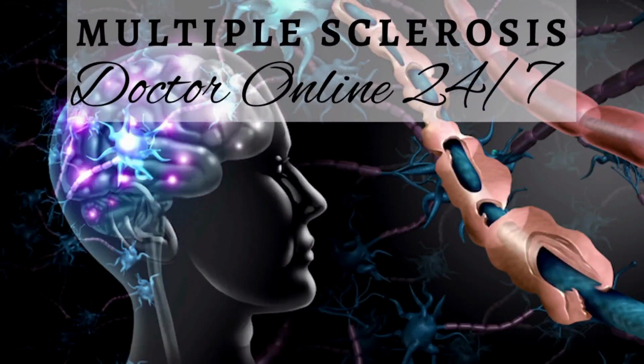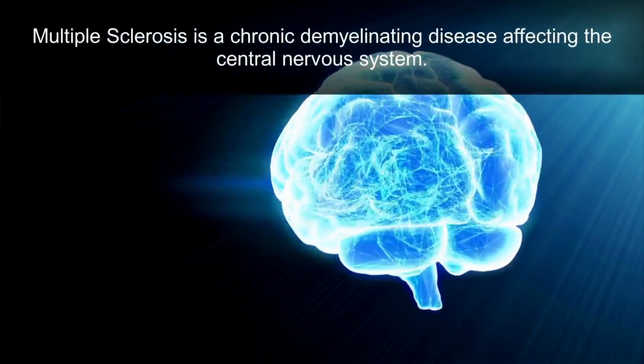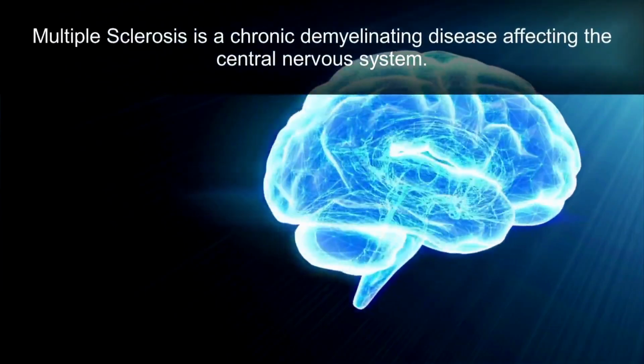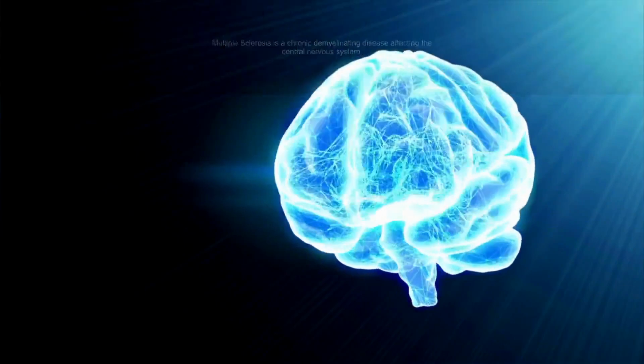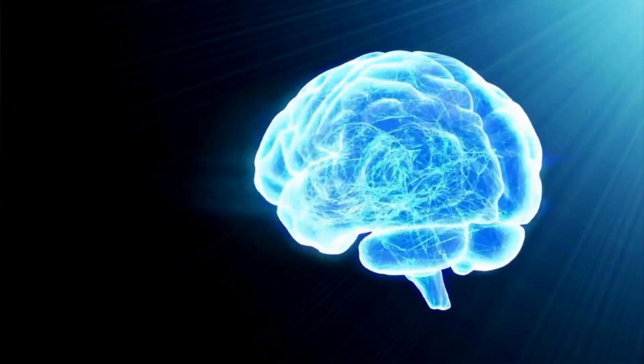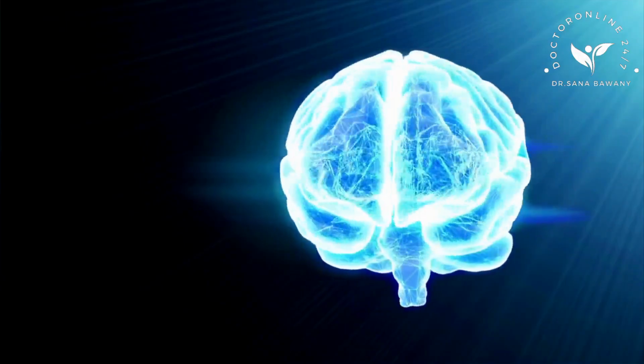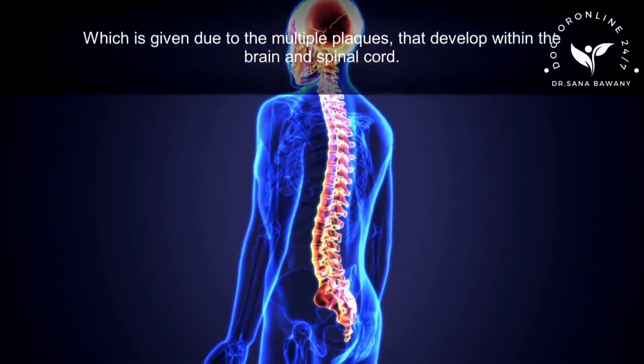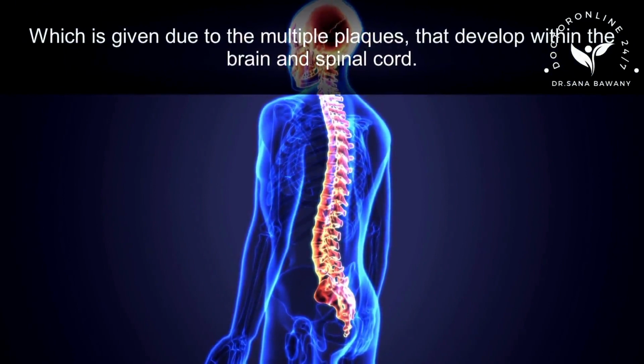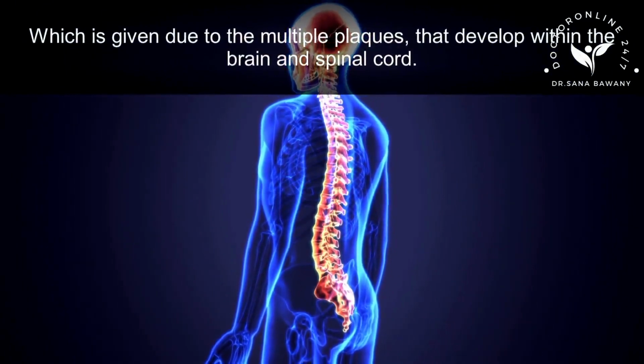Today I'm going to tell you about multiple sclerosis. Multiple sclerosis is a chronic demyelinating disease affecting the central nervous system. The name itself is short for multiple cerebrospinal sclerosis, which is given due to the multiple plaques that develop within the brain and spinal cord.